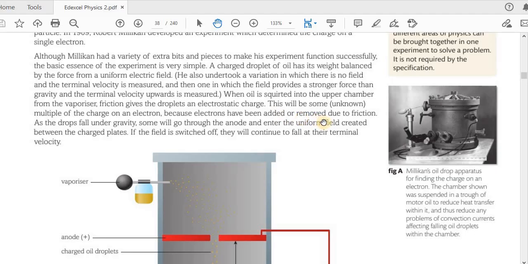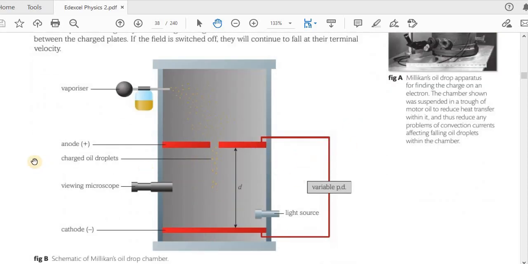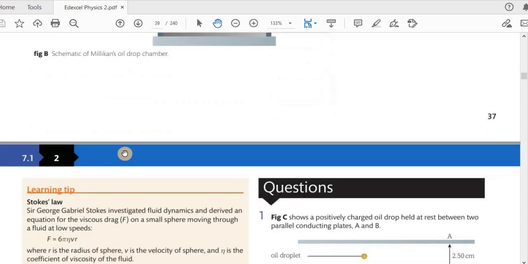Because electrons have been added or removed due to friction, as the drops fall under gravity, some will go through the anode and enter the uniform electric field created between the charged plates. If the field is switched off, they will continue to fall at their terminal velocity. Here is the setup: vaporizer, anode, cathode, viewing microscope, charged oil droplets, variable PD, light source. Schematic of Millikan's oil drop chamber.